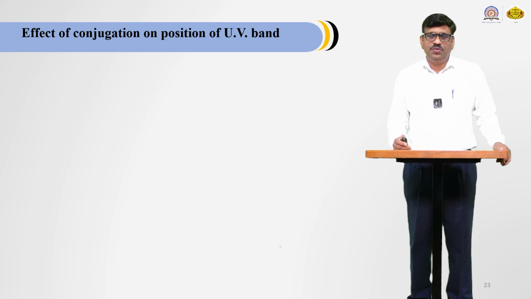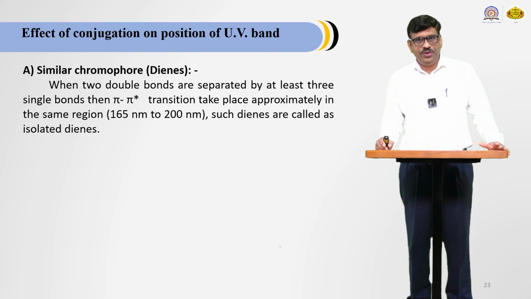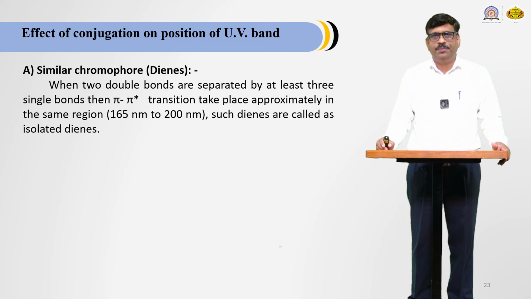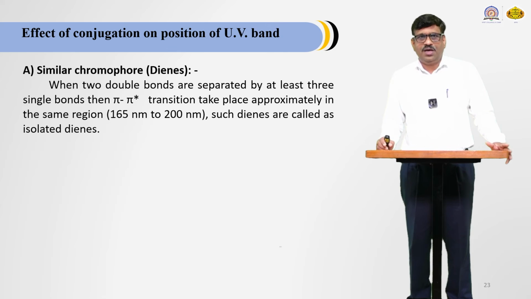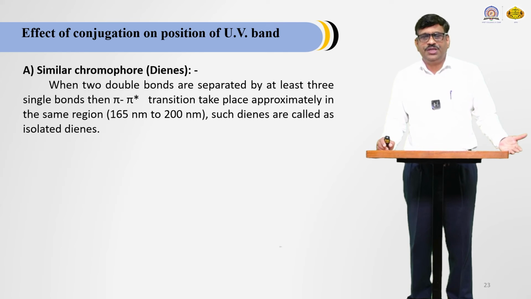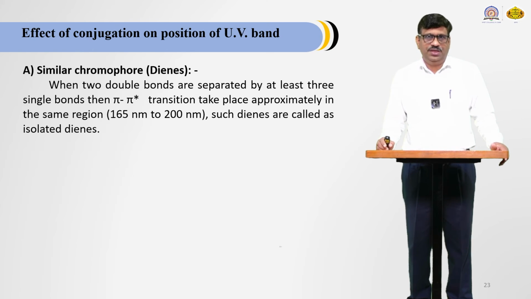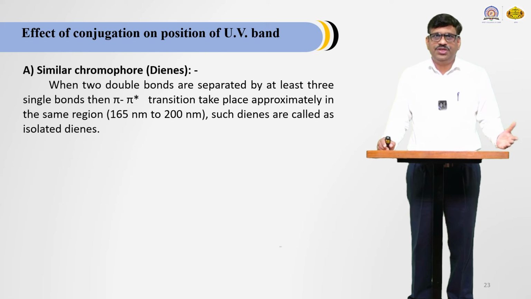Effect of conjugation on the position of the UV band. In this chapter, we are going to see two types of system. One system contains a similar chromophore, that is the diene system. In the diene system, a carbon-carbon double bond is in conjugation with another carbon-carbon double bond. And we are going to see the enone system, in which a carbon-carbon double bond is in conjugation with a carbonyl group.